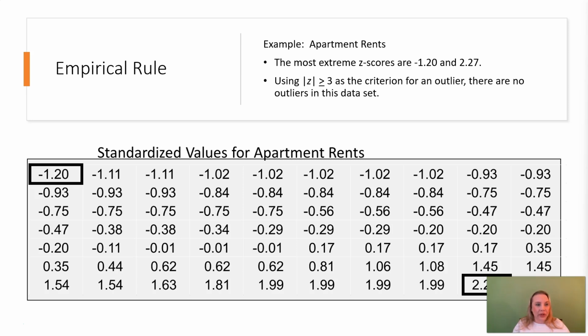And so here, if we look at our apartment rent, our most extreme z-scores are negative 1.2 and positive 2.27. If we use the criteria that it has to be outside 3 standard deviations to identify an outlier, based on that assumption, we wouldn't have any outliers in this particular data set.